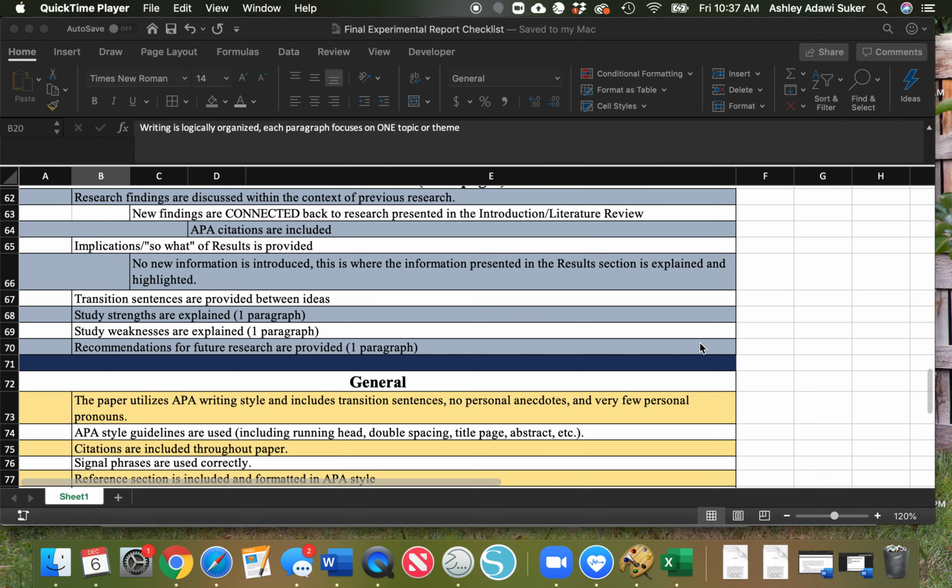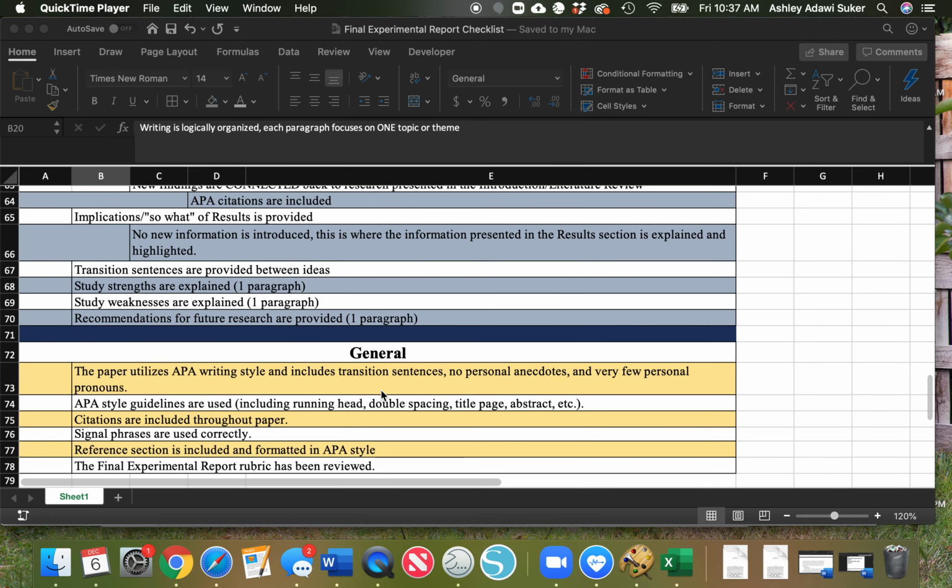And then your recommendations for future research. This is going to be your conclusion. You're wrapping it all up into a neat little Christmas present. And moving forward, you recommend that future researchers decide to do what with this? This is one paragraph, maybe 5 sentences. Just send your report out into the sunset.